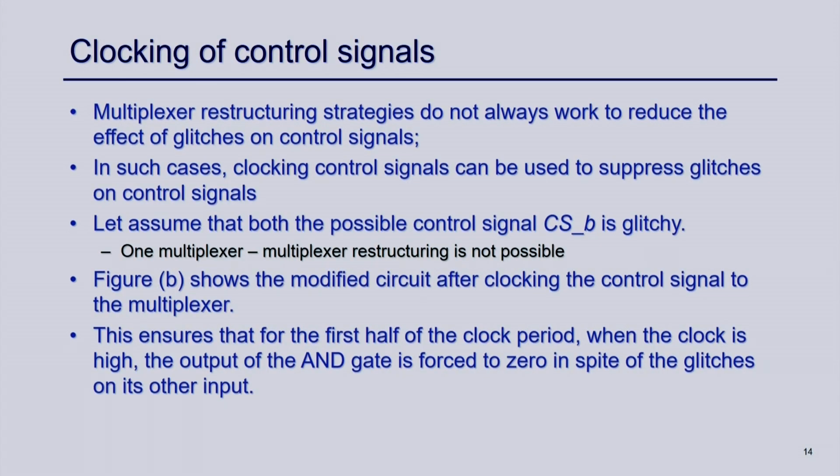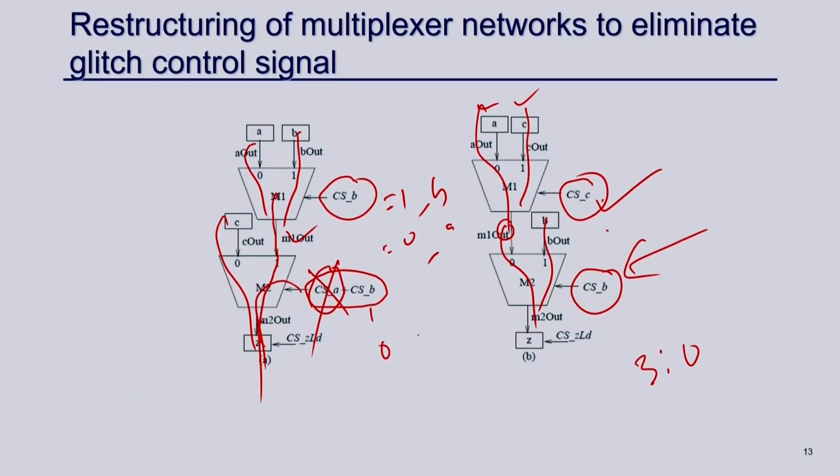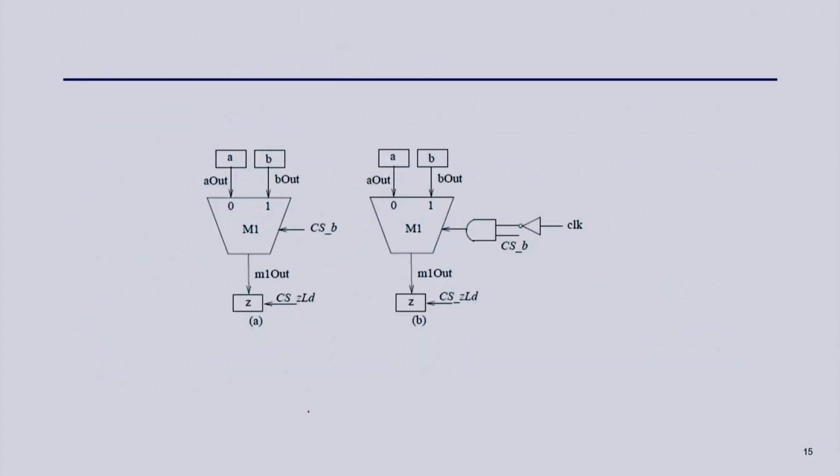So, the next one I will talk about is the clocking of control signals, right. So far, I tried to remove this CSA because that is a glitchy signal, but there may be a scenario where you cannot remove it, right. For example, here this is a single mux and this is glitchy, and you cannot remove it because we need a mux. So, what can we do here? I can negate the clock and use an AND gate, and AND this CSB, the same control signal, with the negation of the clock, and that will be very helpful to remove glitches, because what will happen here.